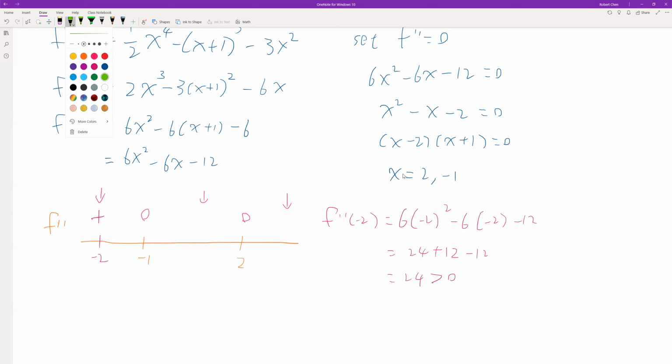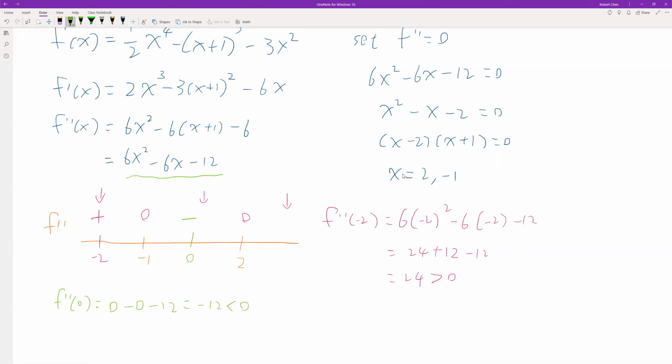Next, let's check here. Let's say 0. I really like 0. So that will be 0 minus 0 minus 12. F double prime is right here, so negative 12, which is negative.